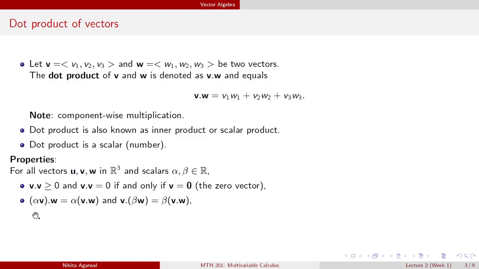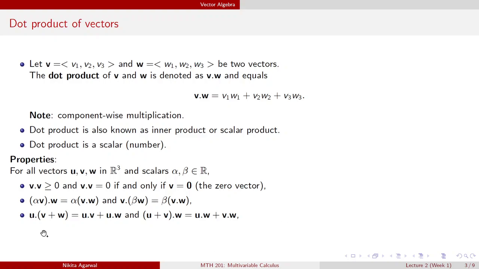Second, if you take scalar alpha and you first multiply alpha with the vector V and then take the dot product, that's same as multiplying the scalar alpha with the dot product of V dot W. That comes immediately from the definition of dot product. Similarly, if you multiply beta to W and then take dot product with V, you get the same thing. Okay.